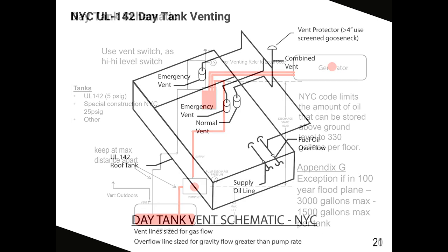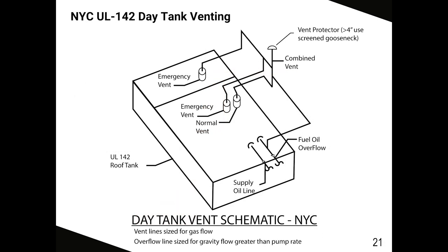This is a typical UL-142 belly tank and includes a working vent on the primary portion of the belly tank, one emergency vent on the primary, and one emergency vent on the basin side. All vent lines are combined and run to atmosphere. Note the overflow piped into the vent. The vent line is sized for vapor flow, and the overflow is sized based on oil pump flow rate.